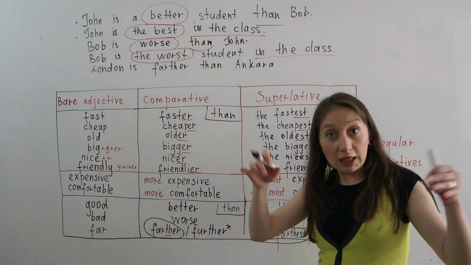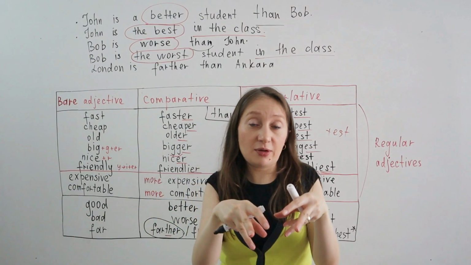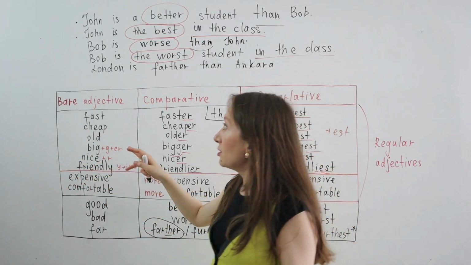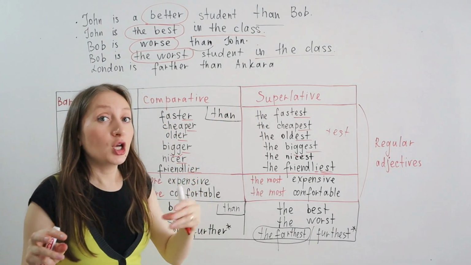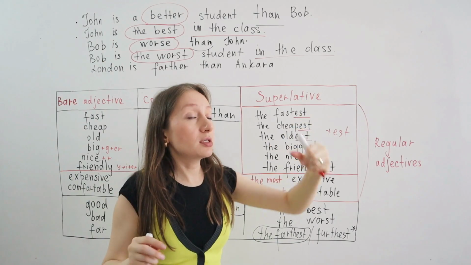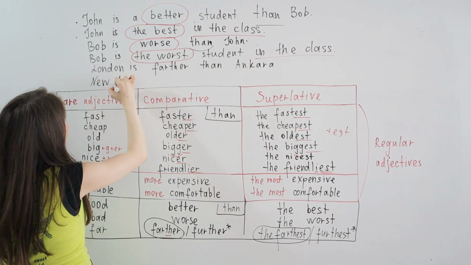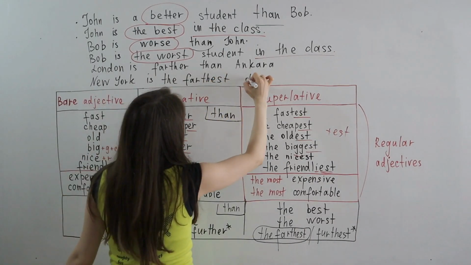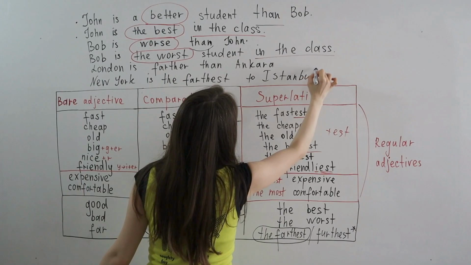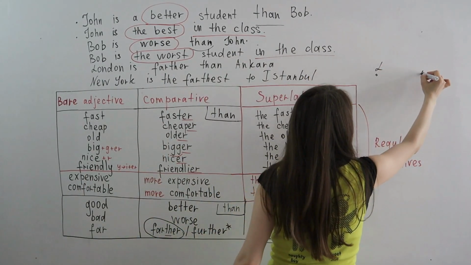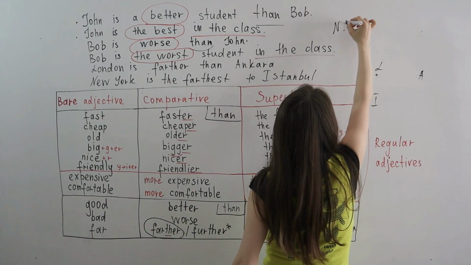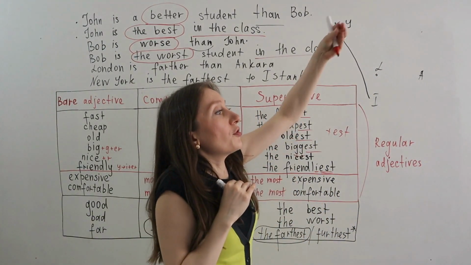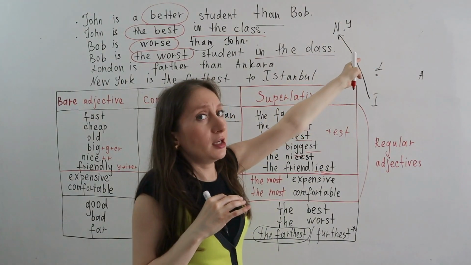So, for example, again, you live in Istanbul, imagine. You are in this specific place. But New York is the farthest from Istanbul, right? So we compare London, Ankara, and New York. New York is the farthest from Istanbul. Let me write it for you. New York is the farthest from Istanbul. So this is London, this is Ankara, this is Istanbul, and this is New York. You see the difference, right?